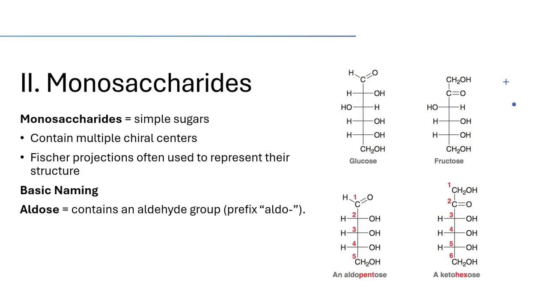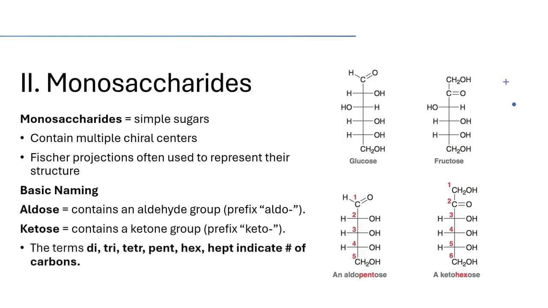An aldose contains an aldehyde group. The aldo prefix is used. A ketose contains a ketone group. The prefix keto is used. The terms di, tri, tetr, pent, hex, hept indicate the number of carbons in that given monosaccharide.